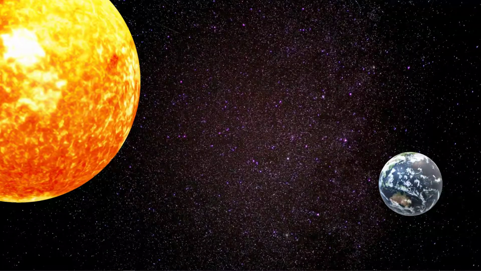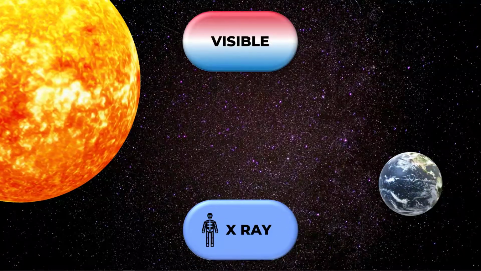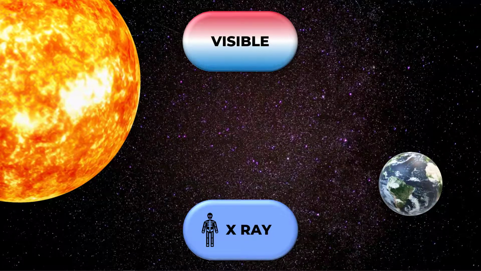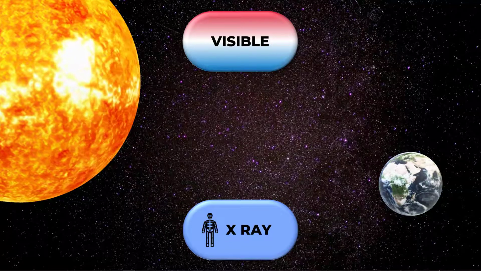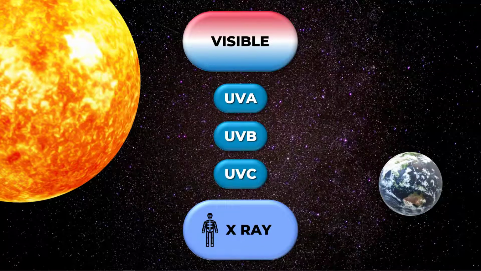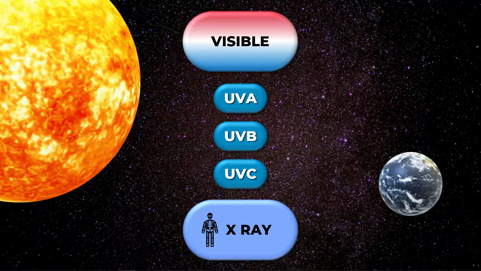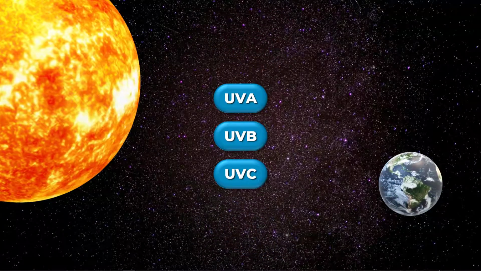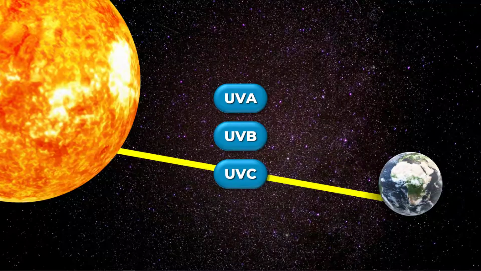The sun emits an entire spectrum of wave energy towards Earth. We're going to look at the mid-range of emissions, which has visible light at the upper frequencies and X-rays at the lower frequencies. Sandwiched in between these two spectrums are the UV, or ultraviolet band of emissions. They're UVA, UVB, and UVC. All three of these ultraviolet bands travel to the Earth.